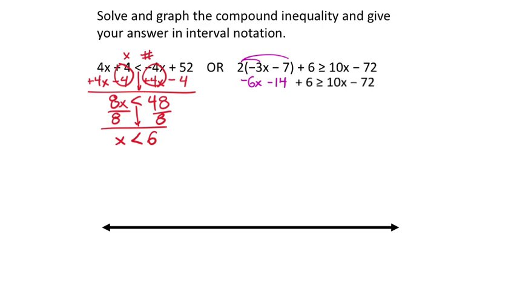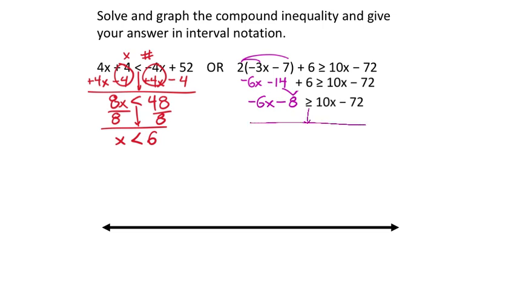And I think some of you can do this without all these steps. If you can, that's fine. But I got to combine these like terms. Negative 14 plus 6 would be a negative 8. So now I got negative 6x minus 8 greater than or equal to 10x minus 72.